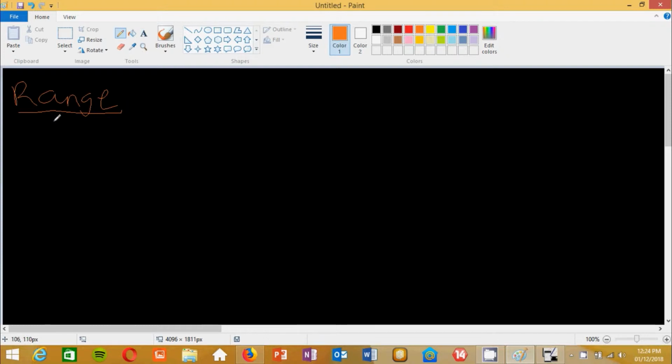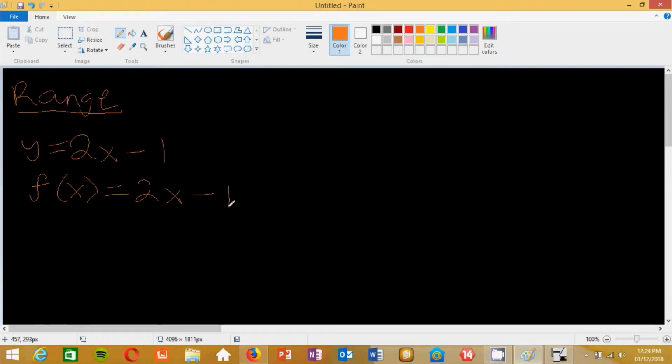Now let's start off with a simple example. y is equal to 2x minus 1. So f of x is equal to 2x minus 1. Like I said before, the domain of this function is what are the possible values of x that you can plug into this function.